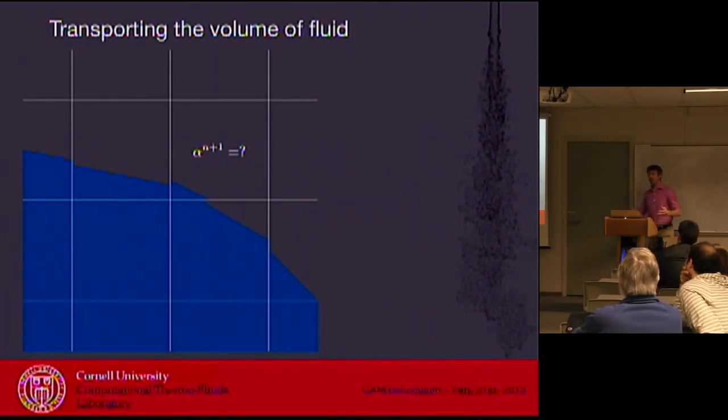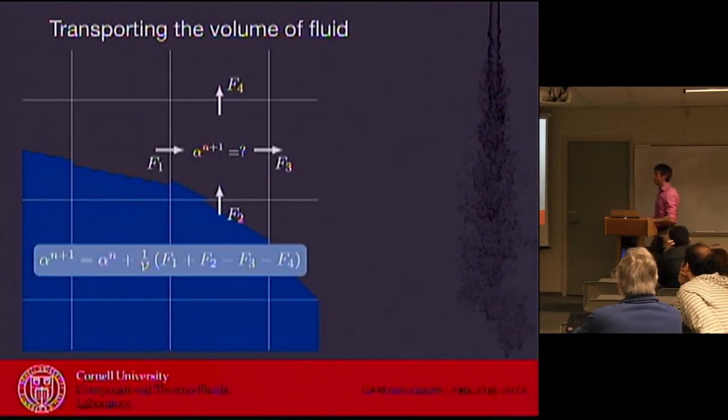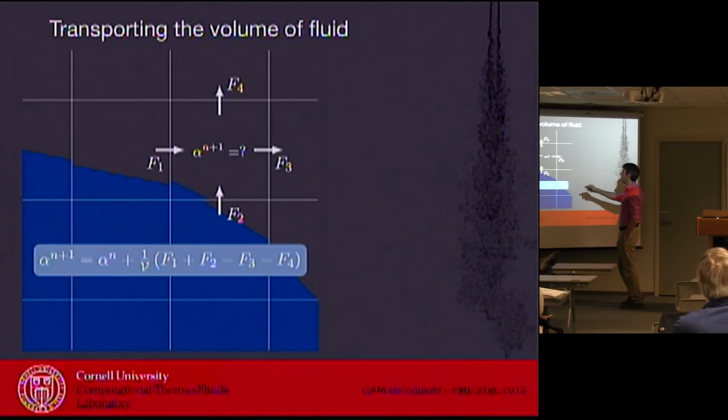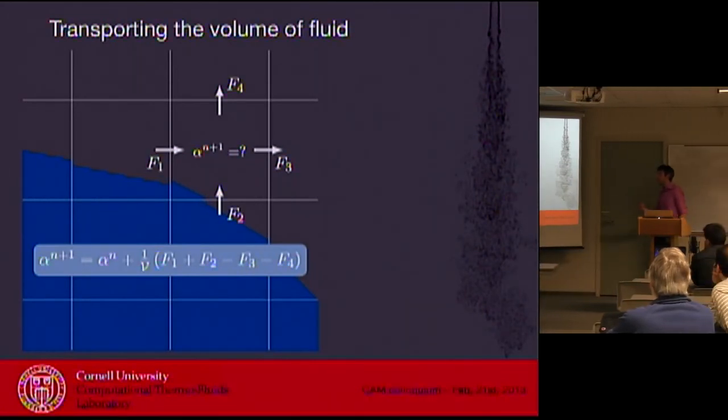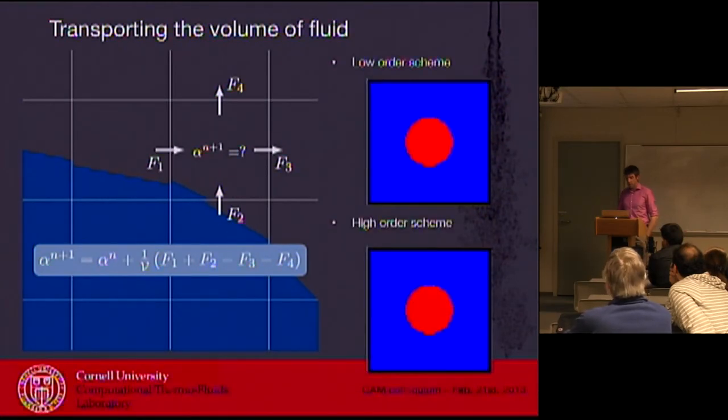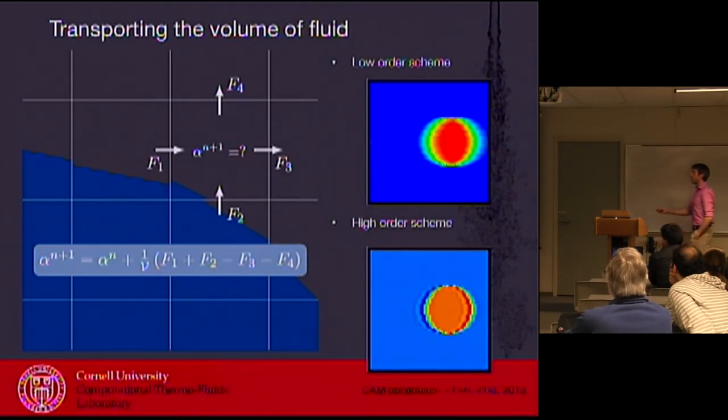Now we need to transport that field. How do we get at the new time n+1 the information of where the interface is located? Well, we can write fluxes at the faces, standard control volume approach. Those F's here are the amount of liquid volume that will enter or leave the cell within the time step. If you divide that by the cell volume, you end up with an update for your alpha quantity in the cell. So that's reasonable to write. It's pretty standard. The question is, how do you build those fluxes?